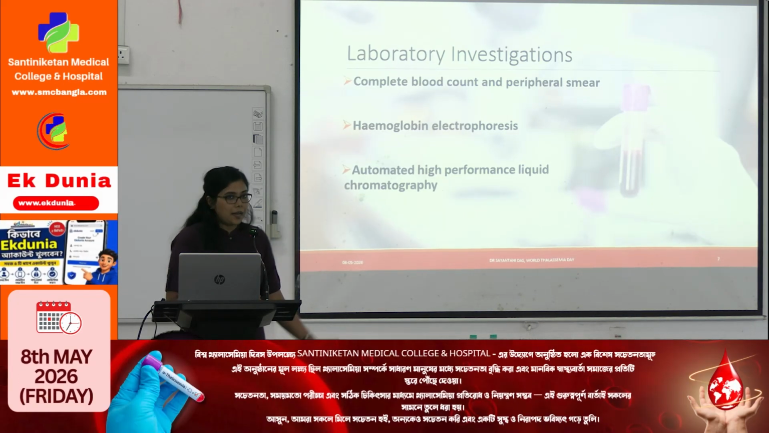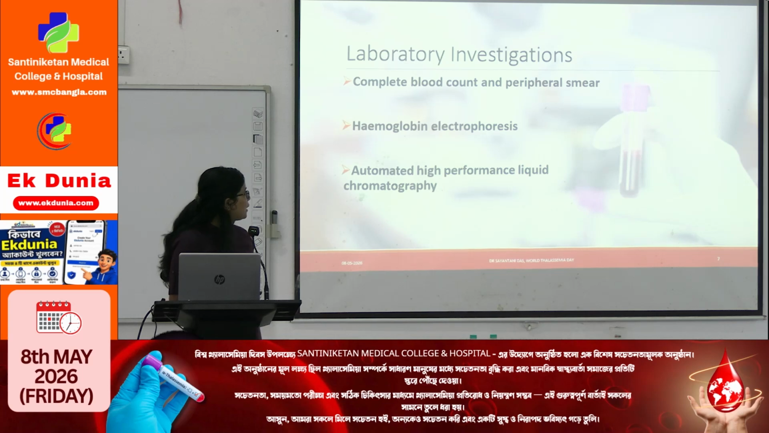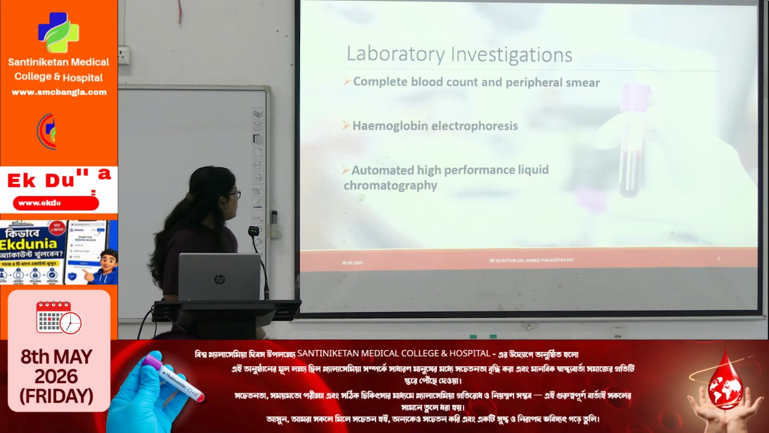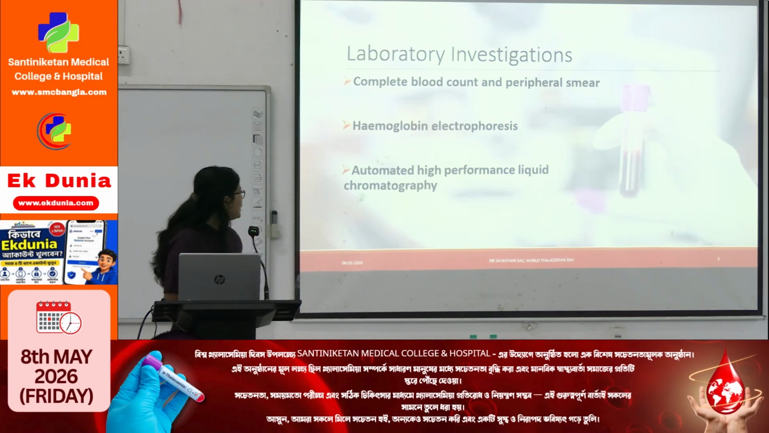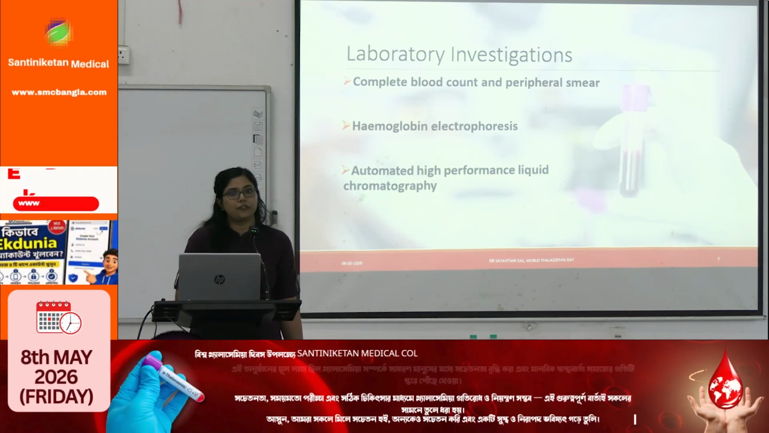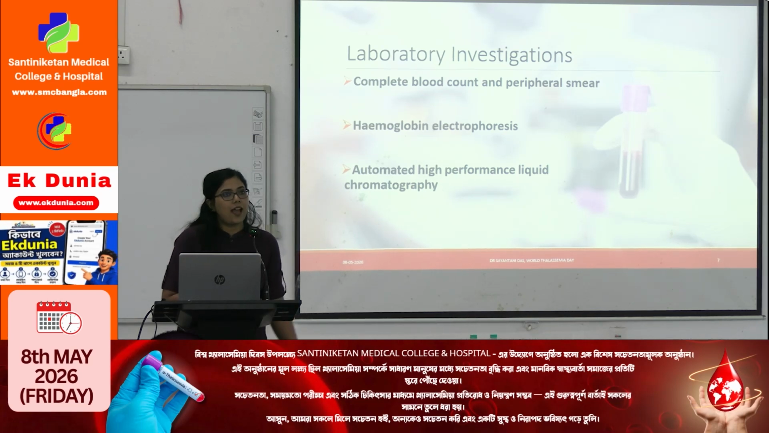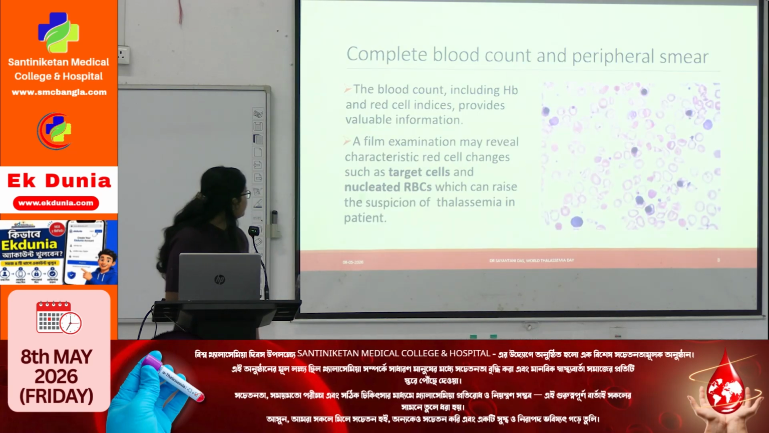Mainstay of our lab diagnosis is complete blood count and peripheral smear. After that, we can perform hemoglobin electrophoresis as a screening test, and then we can perform automated high performance liquid chromatography or HPLC as a confirmatory test.